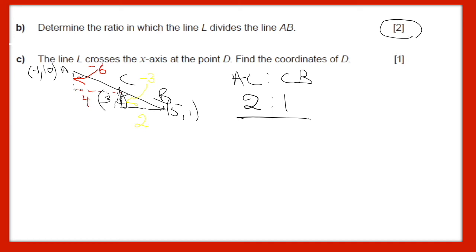If I then look at part C, I'm now looking at the line L, and I want to know where it crosses the x-axis. So I need to know my line L. My line L was 2x minus 3y is equal to 6. And so this is part C of my question. It's only worth 1 mark. I don't do hard work for 1 mark.